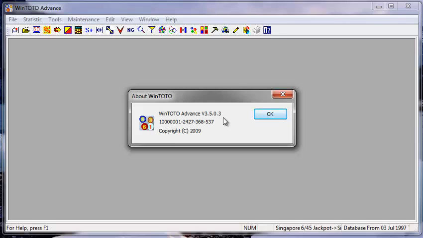So in other words, if you click on Help, Check About Wintoto Advance on your own software, take a look at what version you are on. If you notice that your version is not 3.5, but something below this, it simply means that you're using an older version and not the latest version. Now there is always a question that is raised when you see such a situation: do I need to upgrade? Is it a must to upgrade?